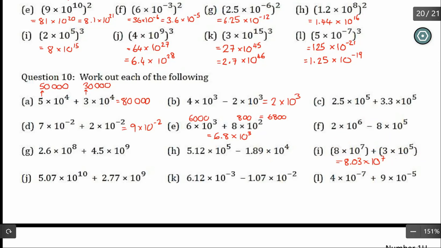these are quite tricky. So this number would be 2 million. So 2 with 6 zeros. This one would be 800,000. So what we need to do is take away those numbers, and that would give us 1.2 million.